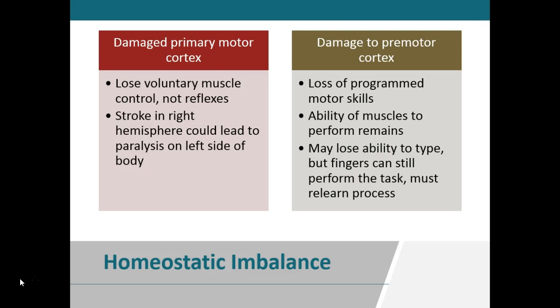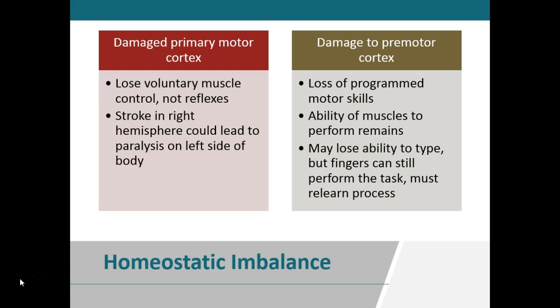Now remember, primary motor cortex controls those voluntary muscles. So someone with damage to the primary motor cortex would lose voluntary muscle control, but the reflexes would still be able to respond. And because of the contralateral nature of the cerebral cortex, a stroke in the right hemisphere could lead to paralysis on the left side of the body.